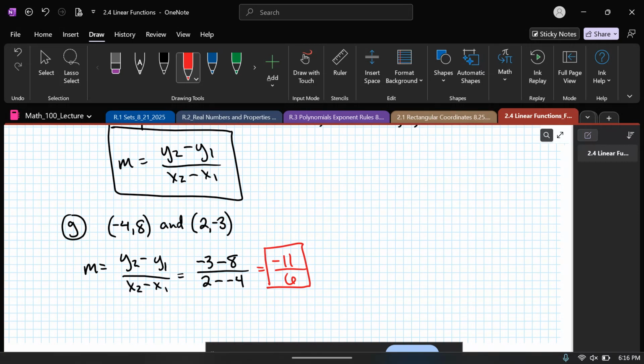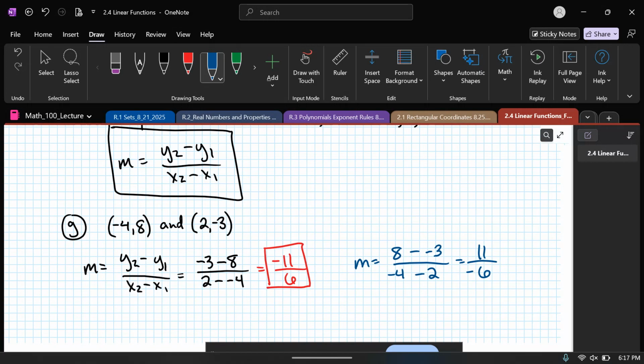The nice thing about the slope formula is you can do it in the other direction. If I did 8 minus -3 over -4 minus 2, on the top, I'm going to get positive 11, and on the bottom, I'm going to get -6. Is that the same fraction? Yes. Technically, yes. Because if one of them's negative, the whole thing's negative, right? So -11 over 6 is equivalent to positive 11 over -6.